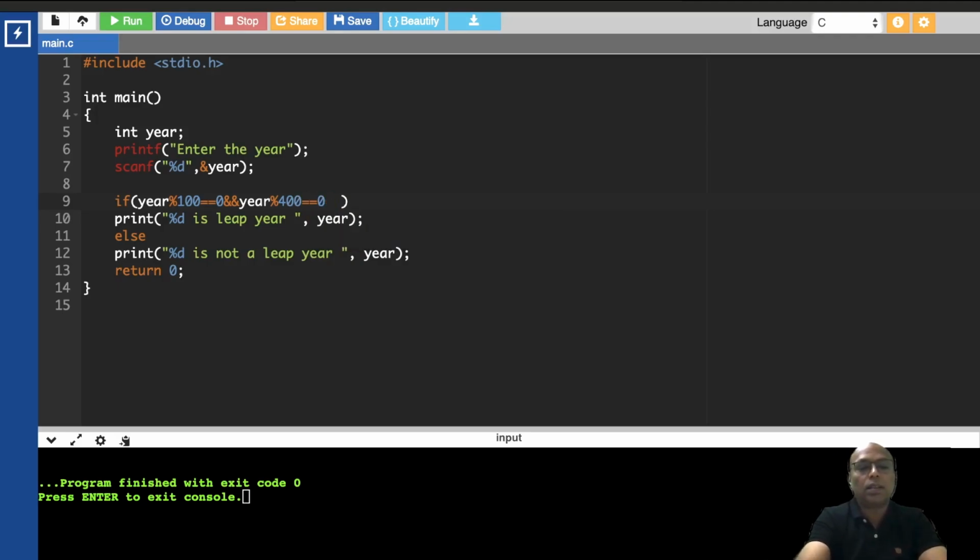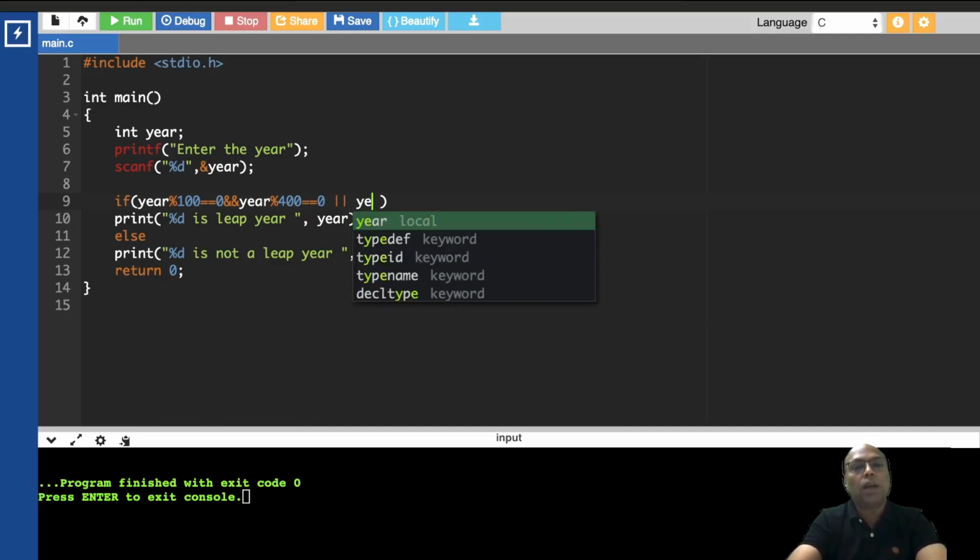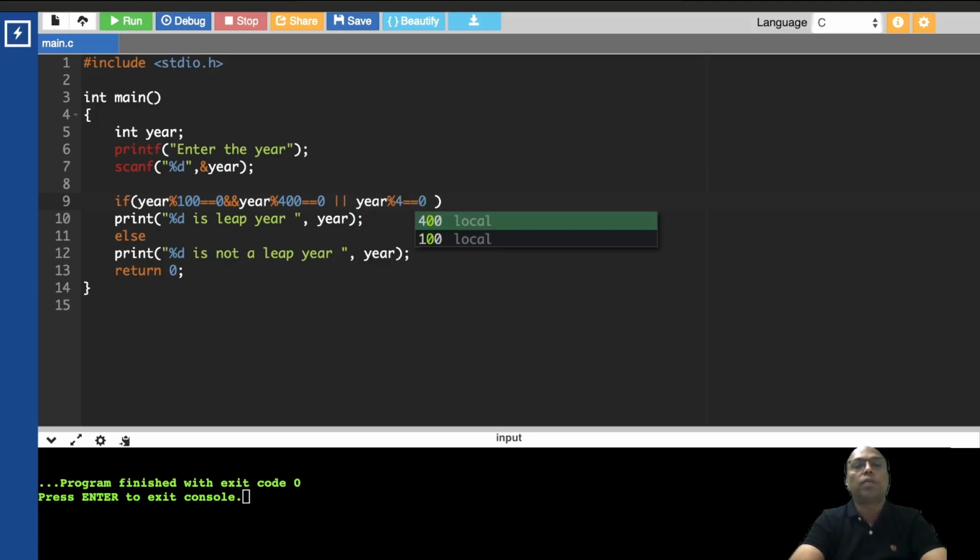Otherwise, how to write otherwise? OR if the year is divisible by 4, that means when I divide this by 4, the remainder must be 0. In this expression, I have arithmetic and relational operators. What will be solved first? Arithmetic will be solved. If the year is divisible by 4, it should not be divisible by 100. How to write it? Here, modulus 100 is not equal to 0.